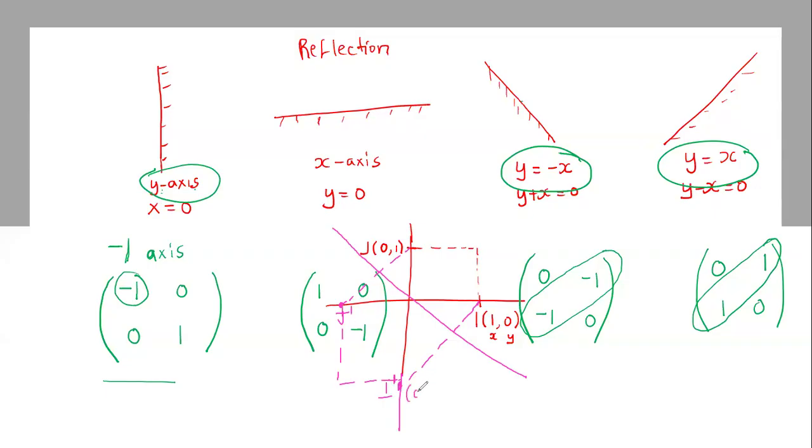And at this point here, we have 0, -1. At this point here, you have -1, 0. So when you get your I prime and your J prime, your I prime here you'll have 0, -1, and your J prime, its image is -1, 0. So that's how you derive them.